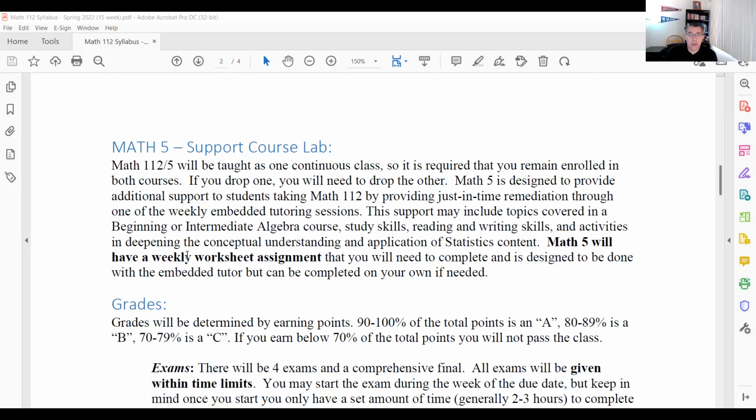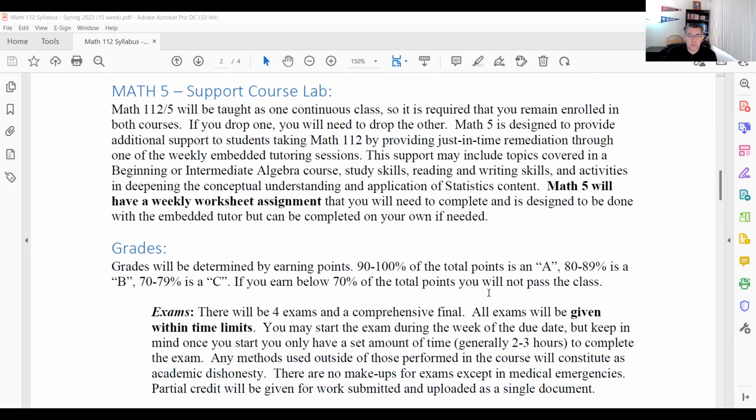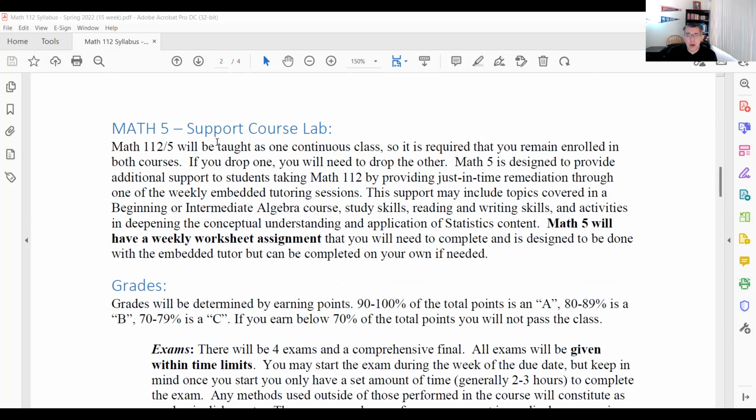Math 5 will have a weekly worksheet assignment that you will need to complete and is designed to be done with the embedded tutor, but can be completed on your own. And we do have an embedded tutor in this class. So make sure that you're aware of that. Okay, and the Math 5 is just in that other Canvas course shell, and there's a weekly assignment in that Math 5 Canvas course. You can do that with the embedded tutor, or you can do it on your own.